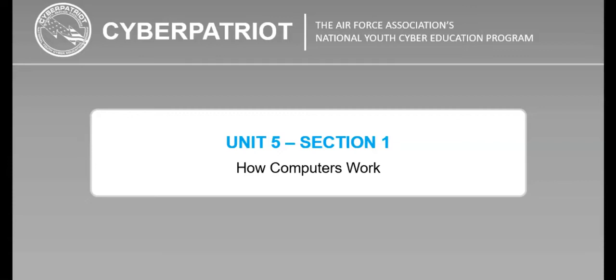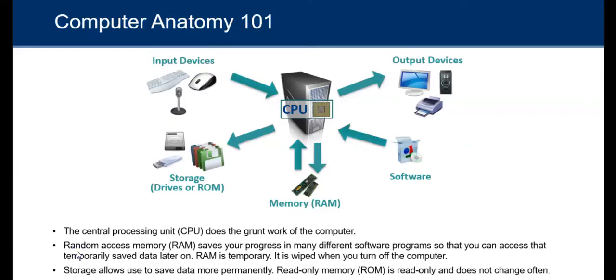Ready to go? Let's talk about Unit 5, Section 1, how computers work. So, Computer Anatomy 101, let's look at the parts of a computer. In the middle we have the CPU, which stands for Central Processing Unit. It's really the brains of the computer.